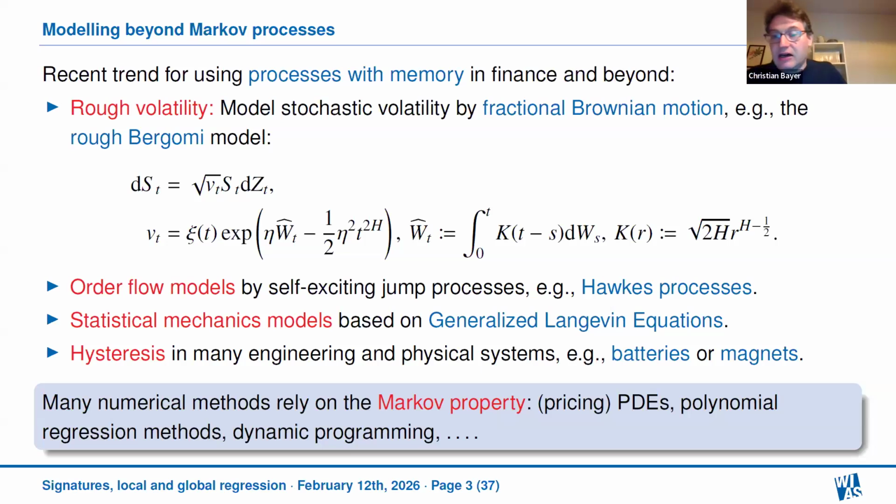But that's not the only class of models with memory. And by models with memory, I basically mean models which are not Markov processes. In finance, we have order flow models, self-exciting jump processes, for instance, Hawkes processes. And beyond finance, there are also many applications of Hawkes processes in social sciences, in biology, in seismology, which is where this class of models originated from.